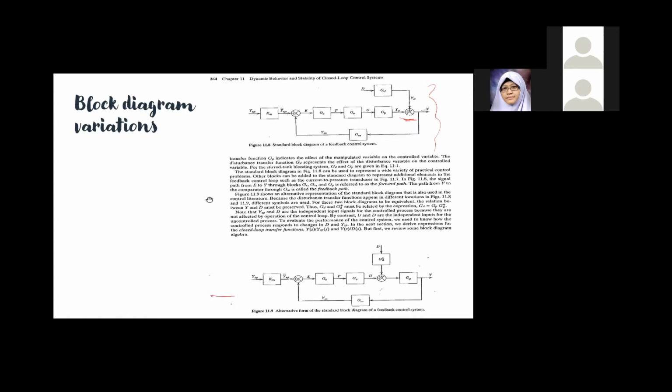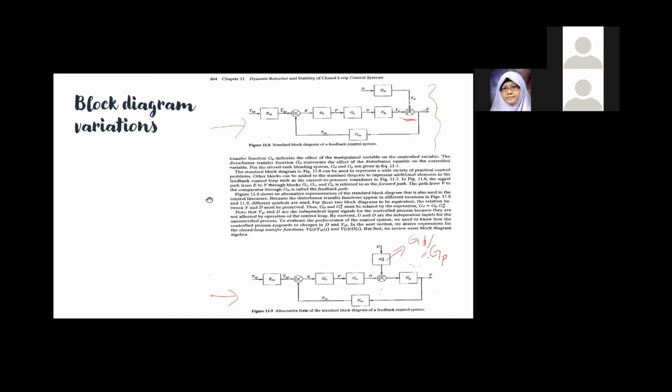For the same feedback closed loop system, GD star will have to be GD divided by GP. So GD star is GD divided by GP, because whatever comes out here, you have D times GD star, and then the GD star will be multiplied by GP. So if GD star is GD over GP, then the GP will cancel out. So you have to be careful.